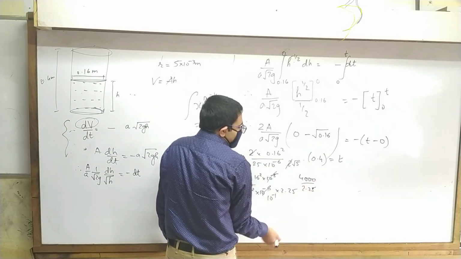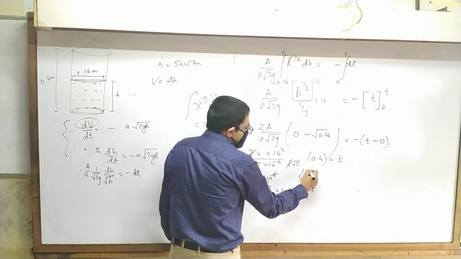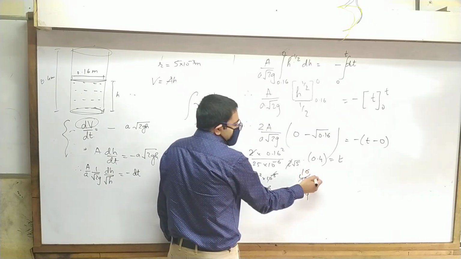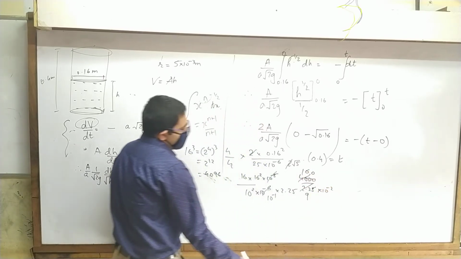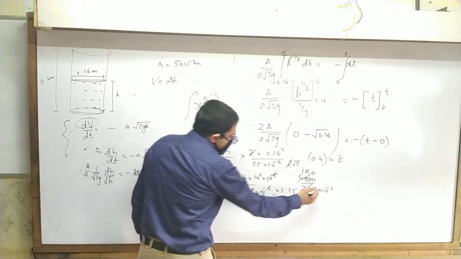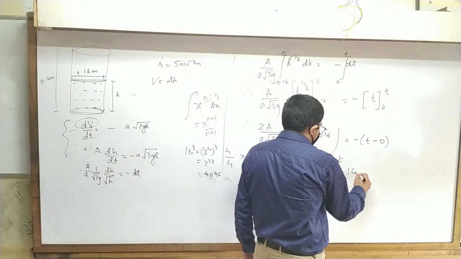So if you have 225, 25 nines are, is that okay? And 25 into 16 is 400. And here 10 raised to minus 2. So final answer is 1600 by 9.